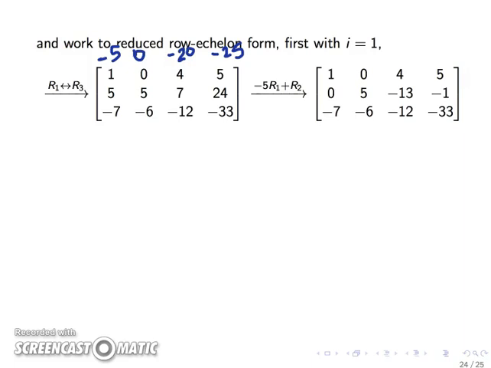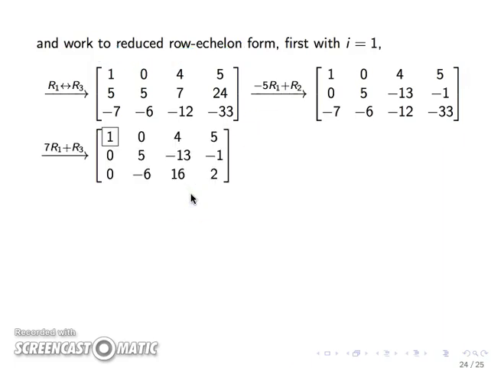That gives this new matrix. What we do next is multiply row 1 by 7 and add that to the third row, and then we can see right away that zeros are being created in some of these entries of this matrix.